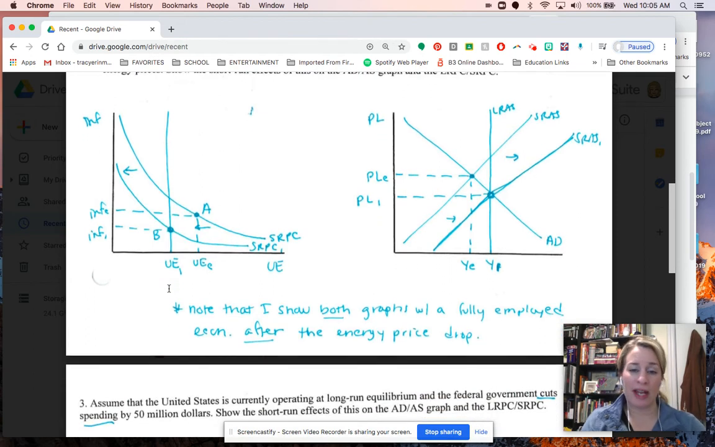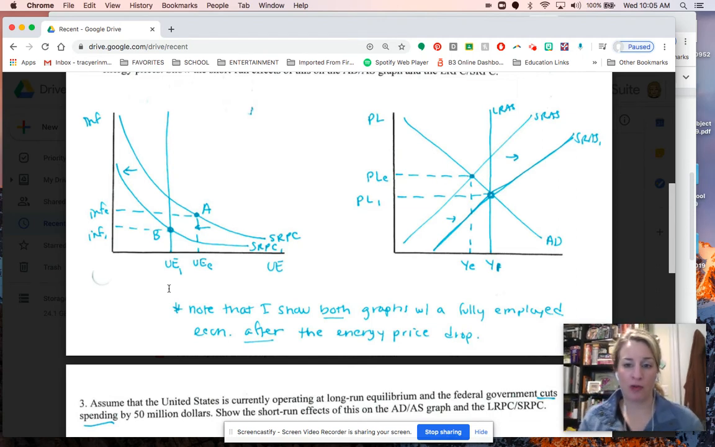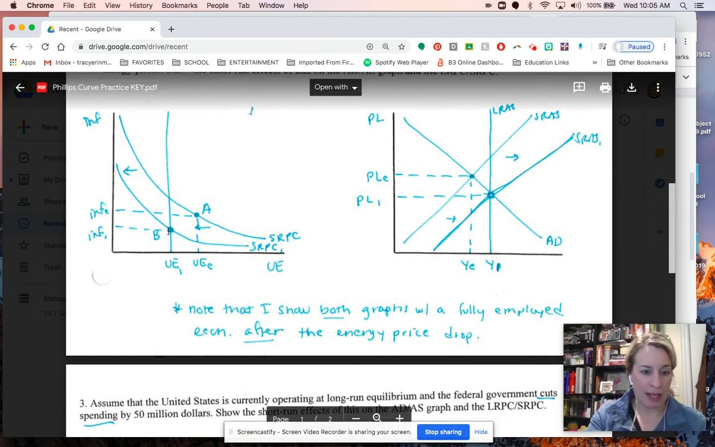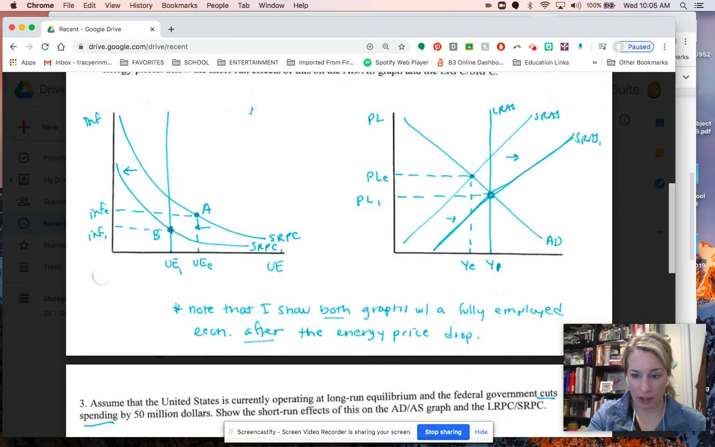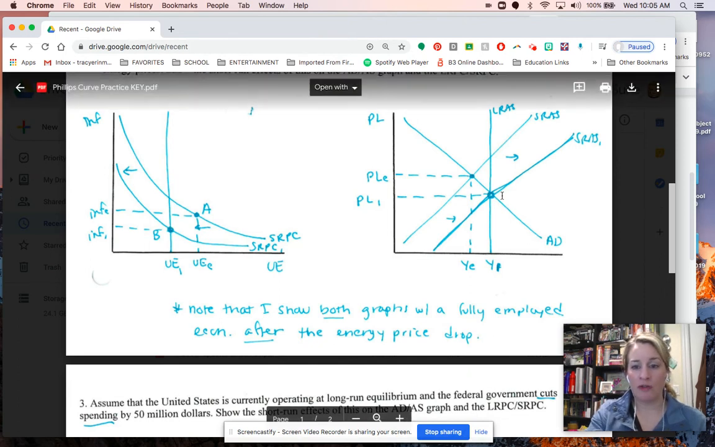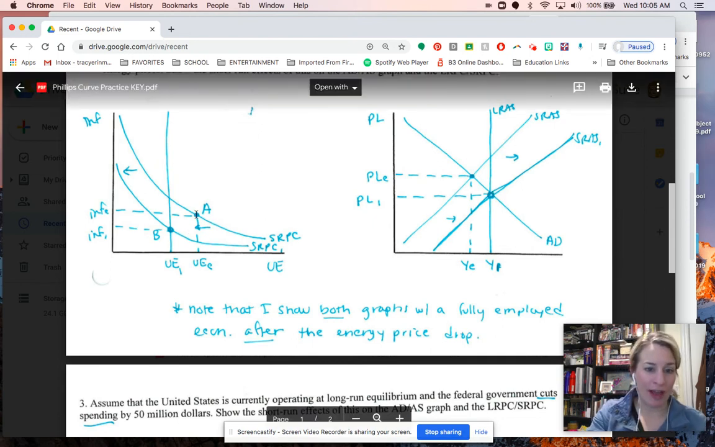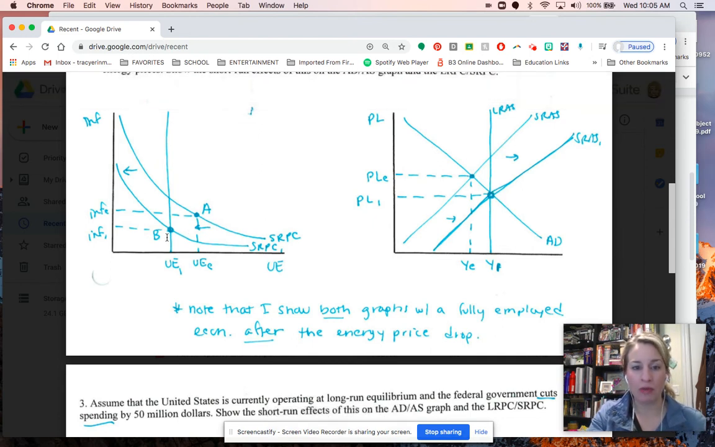There wasn't any information to support that it absolutely went to full employment. So no, you don't have to show that, but your graphs have to show the same thing. So if you shifted your short run aggregate supply to the right, but you didn't quite reach full employment, then you shouldn't be putting point B on the line over here. So if I show full employment on this aggregate demand, aggregate supply, then I have to show full employment on the other one too. So there's a little bit of leeway in this graph.